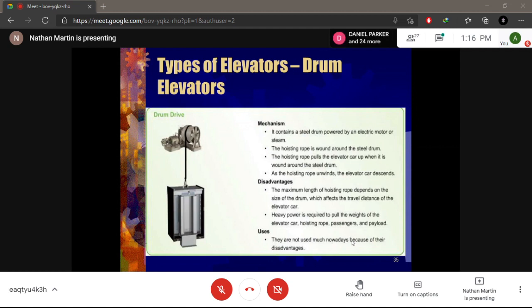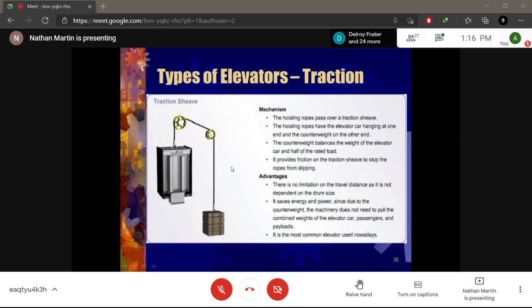And as the height of the buildings increases, the use of this type of elevator becomes obsolete, right? So now we have to move to another, more sophisticated type of elevator, which is our traction type elevator, right? Now this type of elevator is what is used a lot.